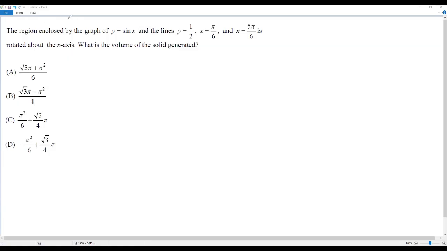Okay, now to get the volume of the solid generated, we have to sketch a graph for the given information. So here we have the curve y equals sin x, and then we have the lines. It's a horizontal line through the value 1/2 on the y-axis, and we have two vertical lines through the values pi over 6 and 5 pi over 6 on the x-axis. Okay, now let me sketch the graph for the given information.